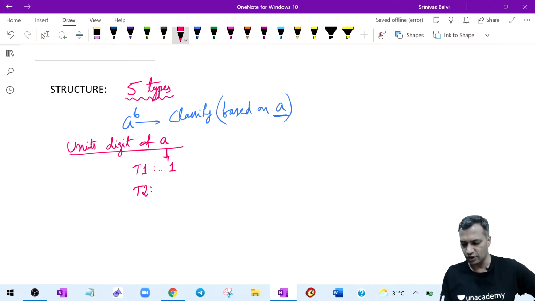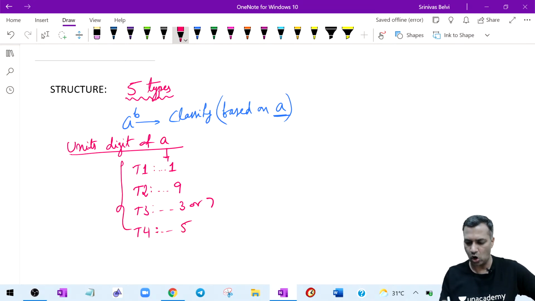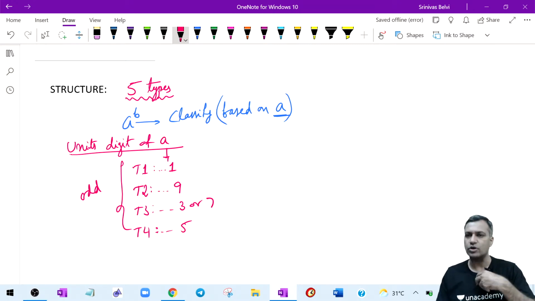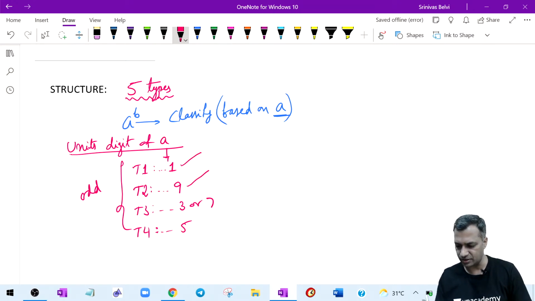Second type, the unit digit being 9. Third type, the unit digit being either 3 or 7. Type 4, unit digit being 5. So what did I do? I covered all odd numbers. Whenever the base is odd, I covered all odd numbers. 1 is covered, 9 is covered, 3 covered, 7 covered, 5 covered.